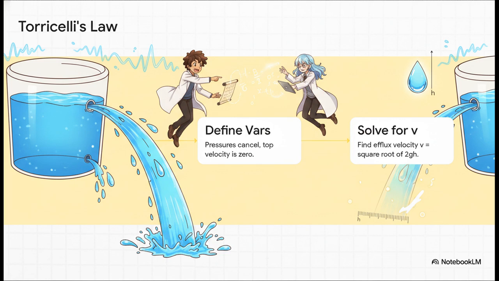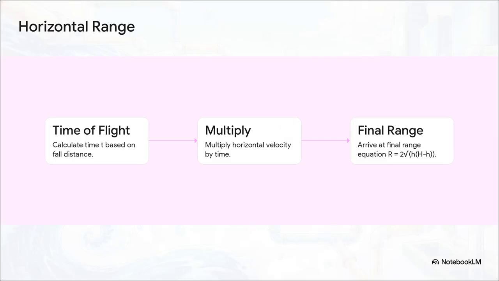What we're left with is this beautifully simple relationship between gravity, height, and speed. Solve it and your efflux velocity, v, equals the square root of 2gh. That literally means the water shoots out at the exact same speed as if a drop of water simply fell in free fall from that same height. How cool is that? And because we have that speed, we can use basic kinematics to find the horizontal range.